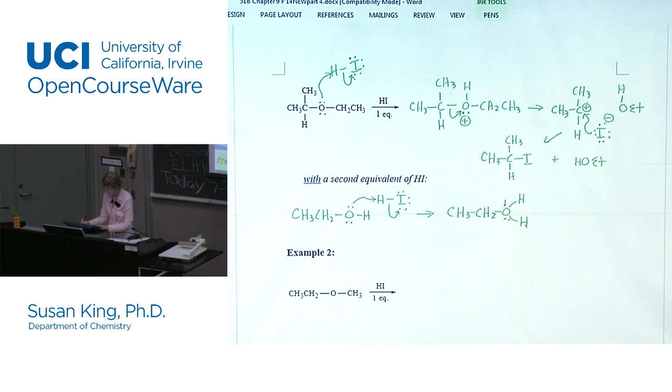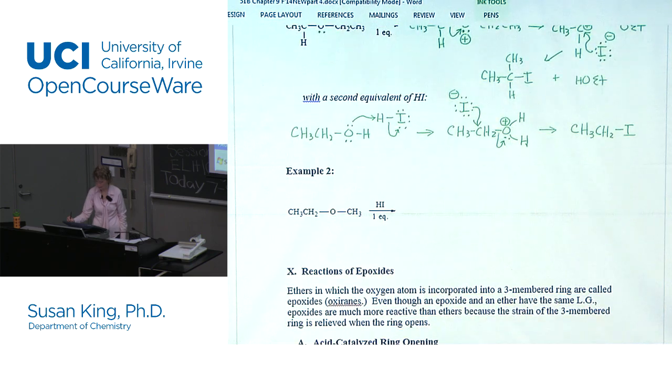Just like that, and iodide being such a weak base is not going to want to deprotonate again. What it's going to want to do instead is backside attack and kick off water. So that's how we get converted into the iodide. So if you use excess or two equivalents, you're going to get everything converted to an iodide.